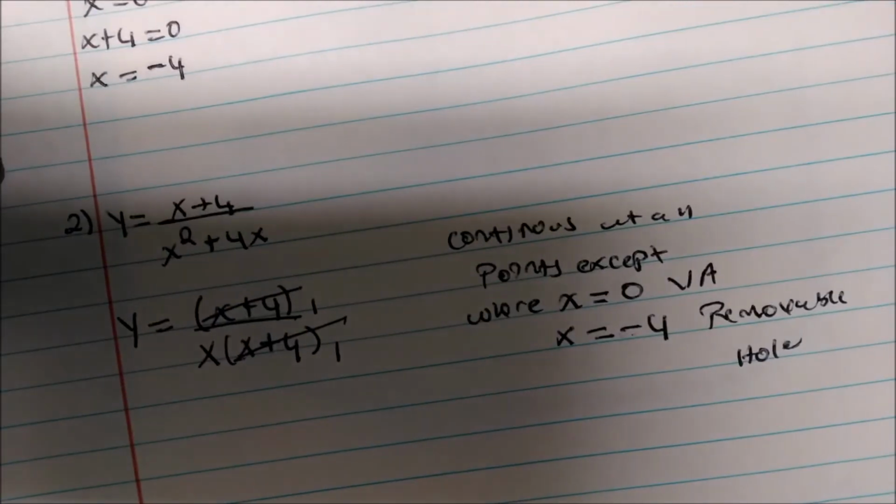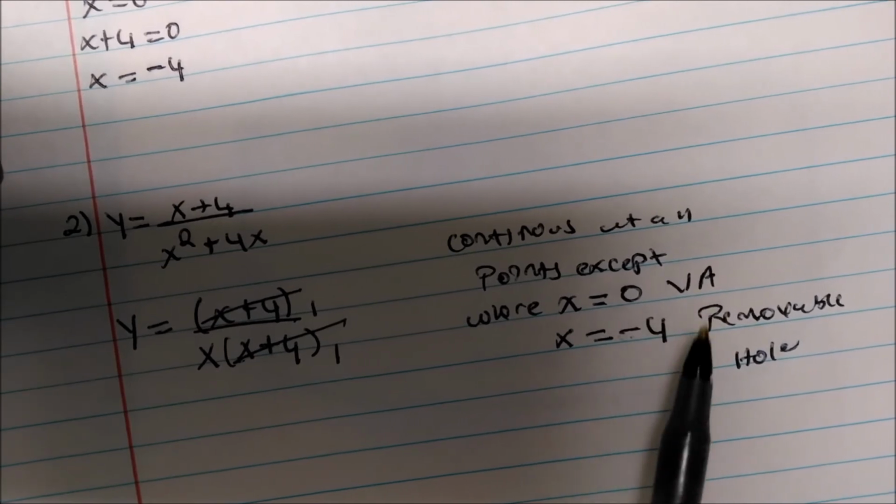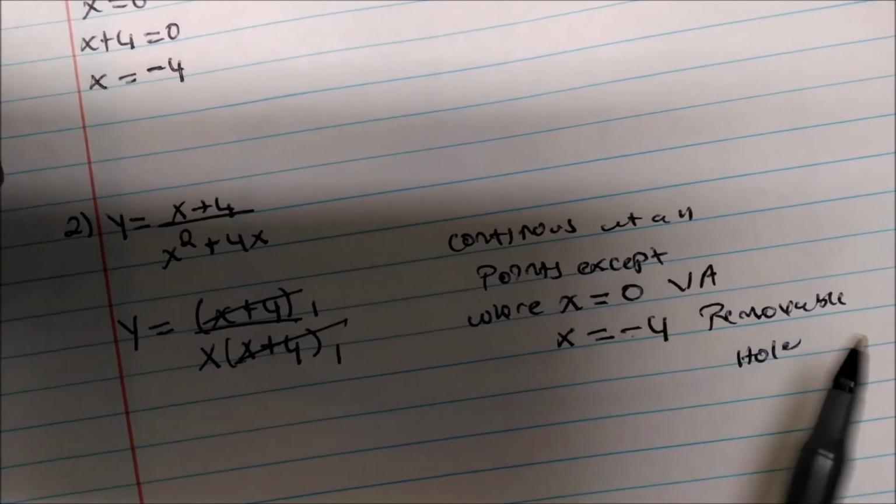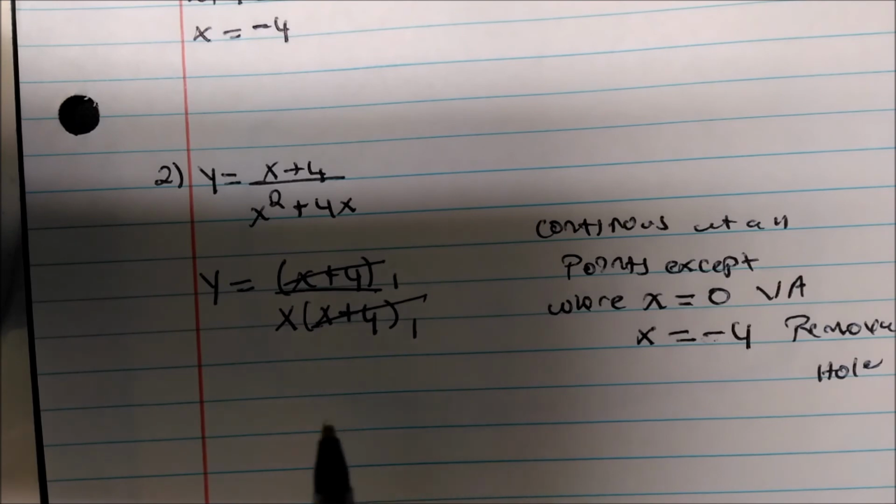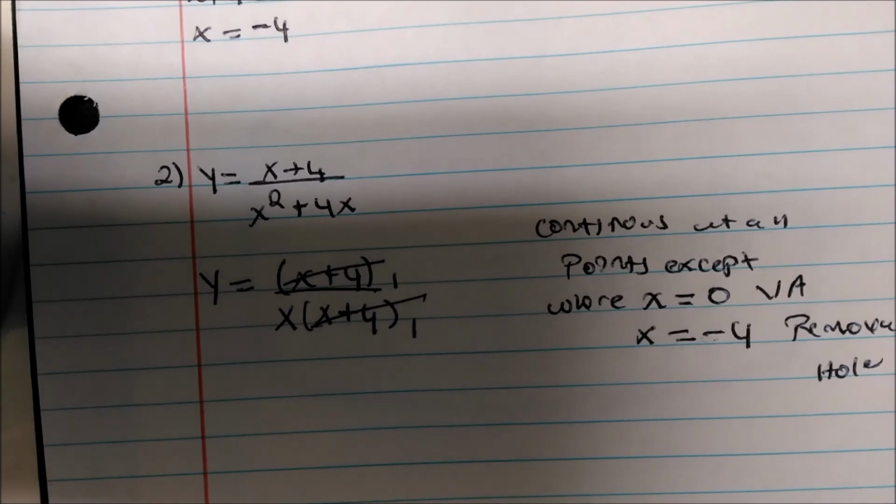And that's a typical mistake students make a lot of times. So make sure you look at the difference. It's very important. You want to make sure your stuff is factored, and so you can see what cancels, because that means you have a removable hole.